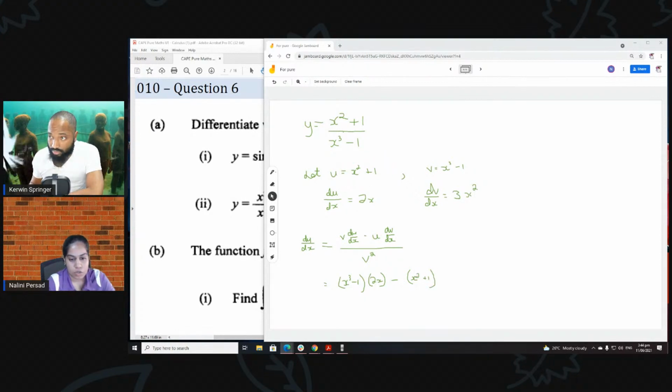And dv dx, which is 3x squared. And this is all over v squared. V squared is (x cubed minus 1) all squared. Right, so you're going to take your time and you're going to expand these brackets.